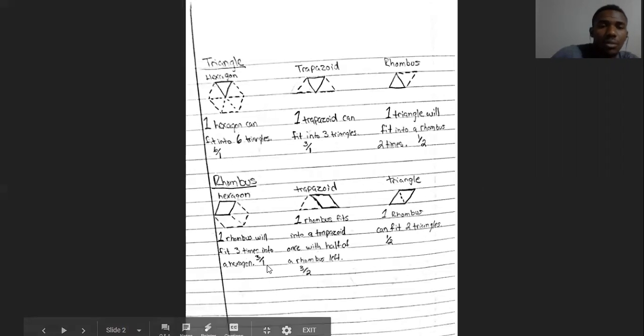Now on to the second half of question 1. We have the triangle up here at the top. We're going to put the triangle in with the hexagon. Now with one hexagon, it will take 6 triangles to fill it up. So we have 6/1 because we need 6 triangles, and we're dealing with triangles.